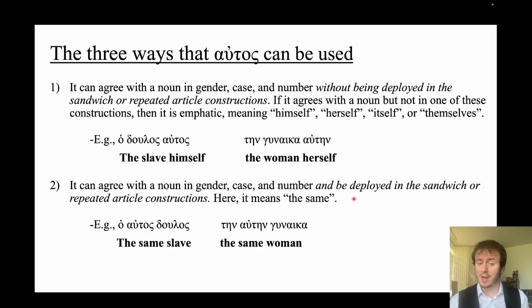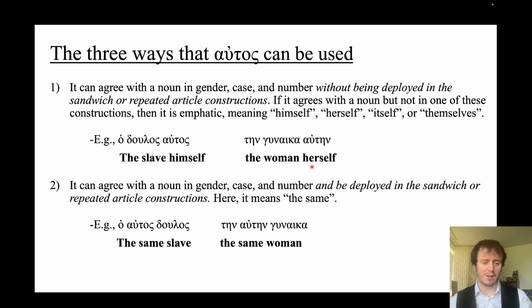And you can see that the meaning differs a lot according to whether it is being deployed in one of those constructions. But in either use of αὐτος, it can appear in any of the grammatical cases. You could say to the same woman, for instance. You could have this in the dative instead. Likewise, you could have the woman herself in the dative. You could say to the woman herself.